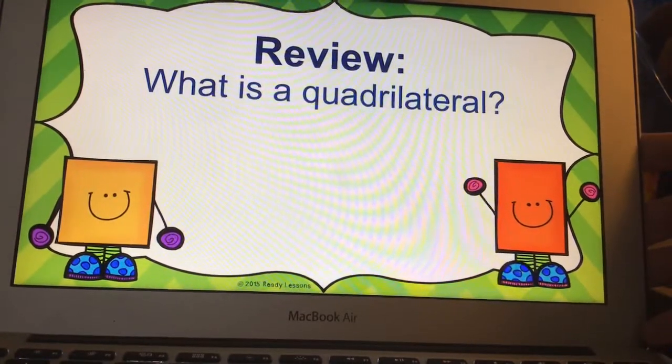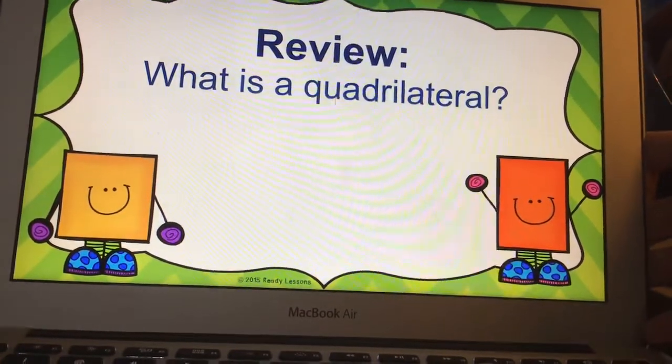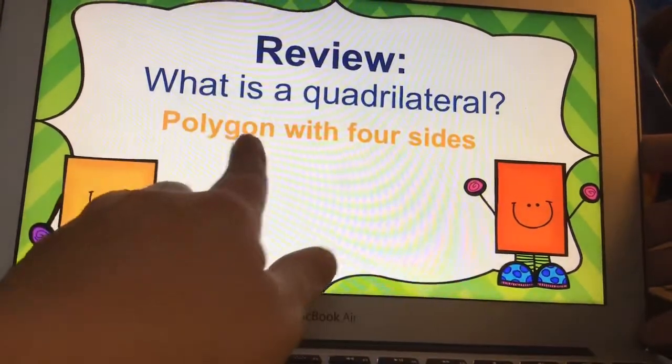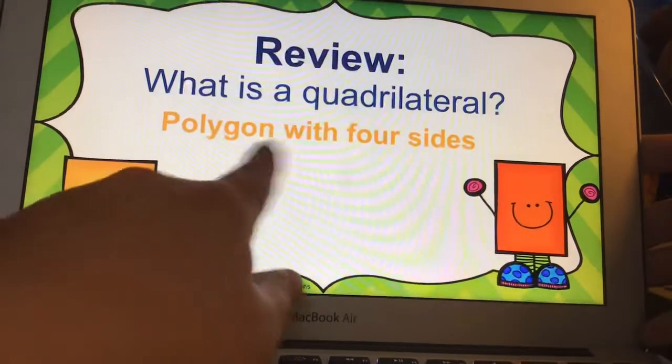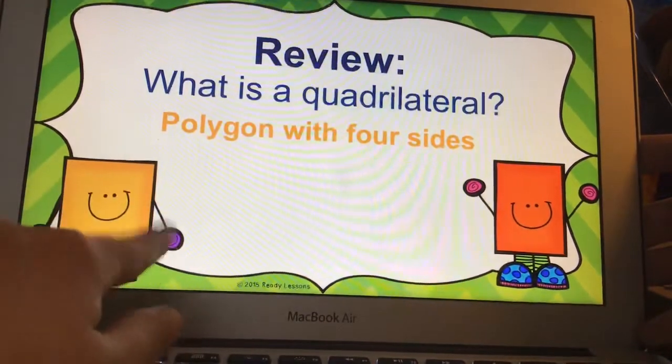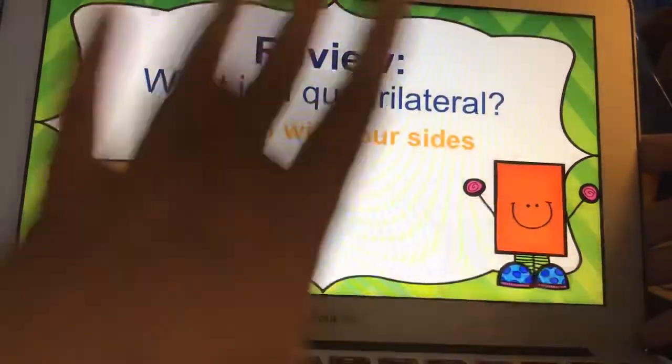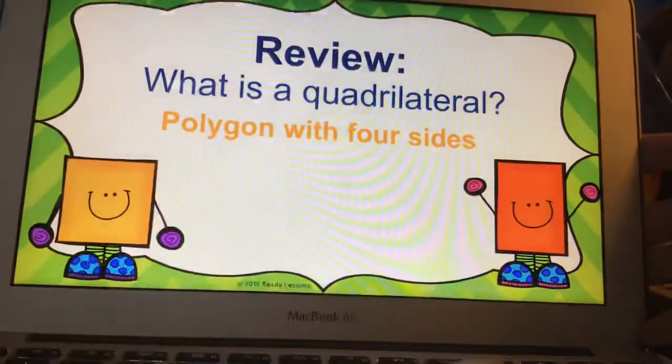Okay, and we're reviewing. We learned this a while back. What is a quadrilateral? A quadrilateral is a polygon. So those shapes we were talking about with the straight lines and the vertices, and they have 4 sides. So quadrilateral means 4. Quad, 4.